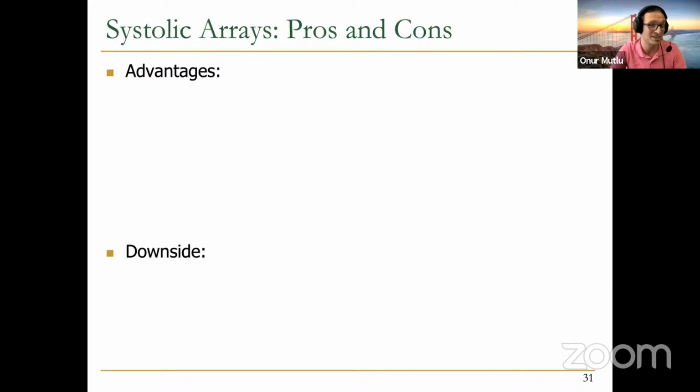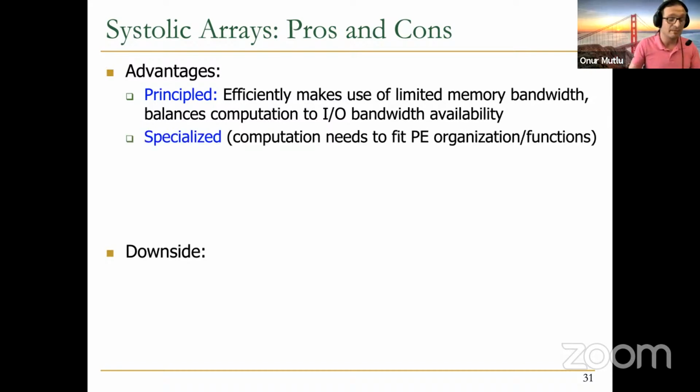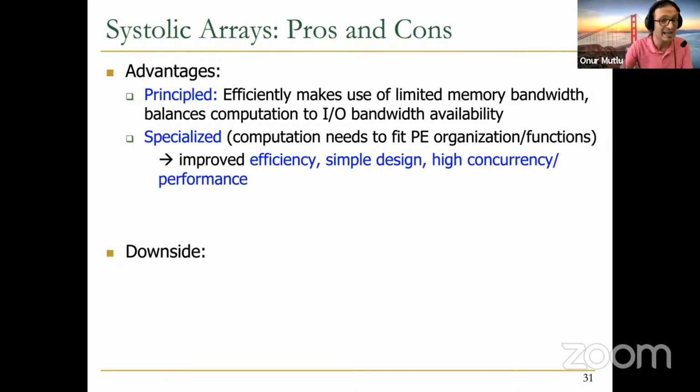So that brings me to my next point, basically. The big advantage, well, there are two reasons why systolic arrays are very highly advantaged, because they're based on some principle, and they're also specialized. Basically, the principle is that it efficiently makes use of limited memory bandwidth. It doesn't need to go to memory for every single data item. It makes maximum use of one single data item by balancing computation to I/O bandwidth availability. And it's also specialized because it has a particular computation in mind that it can do very, very efficiently, right? It's implemented to do that computation. But computation needs to fit the processing element organization and functions and the array organization as well. And if that is the case, then you get highly improved efficiencies, simple design, high concurrency, and high performance all at the same time. It's a very nice accelerator for that purpose.